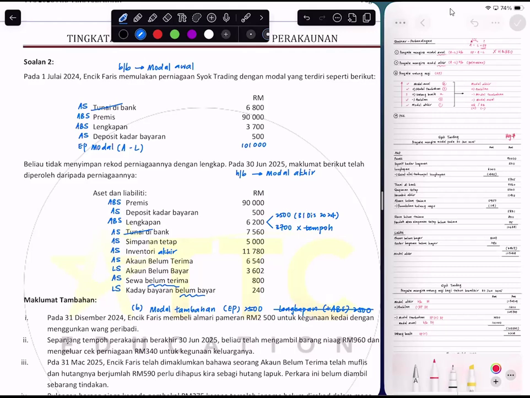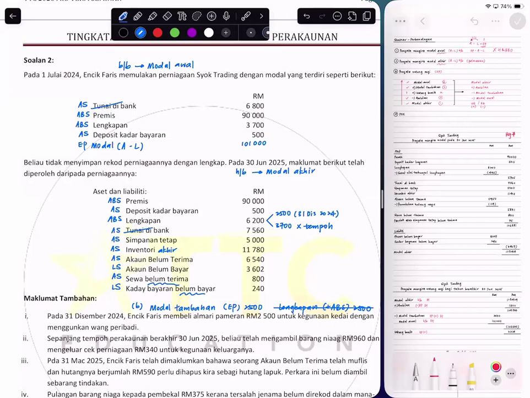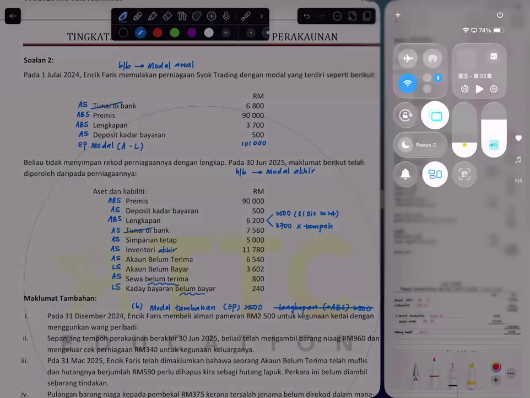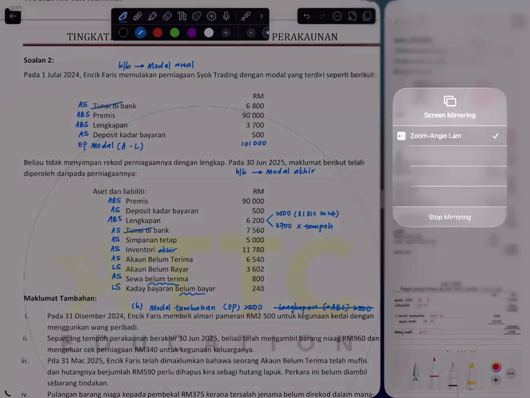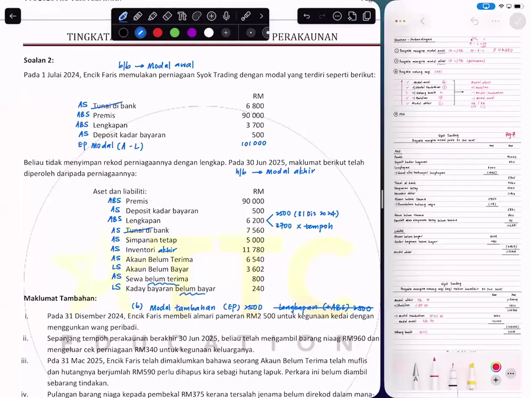Okay, wait. You can see my screen, right? Wait, let me reshare my screen again, because I think there might be some technical issue. Okay, then let us continue.